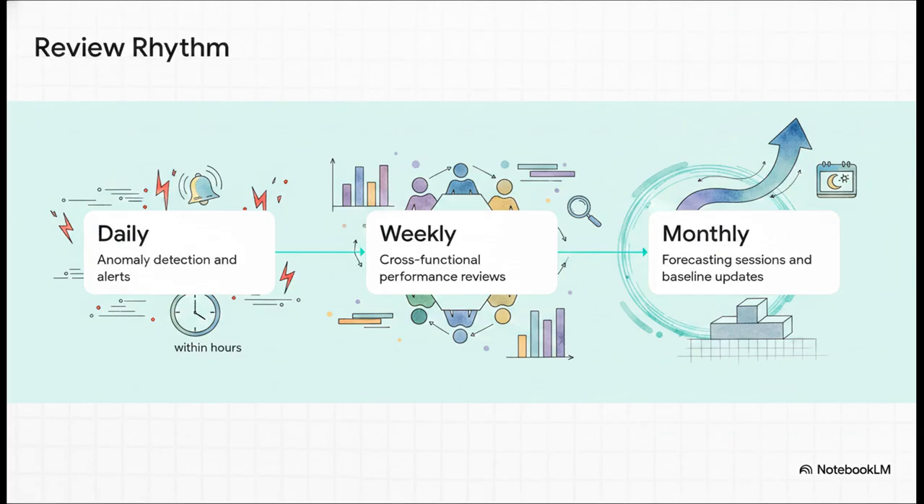Then we step back a bit for Step 2, weekly cross-functional performance reviews. This is where engineering, product, and finance all look at the previous week's spend against the budget to spot optimization opportunities. And finally, Step 3 is your monthly forecasting session, where you take all that trend data to project future consumption and update your baseline models.